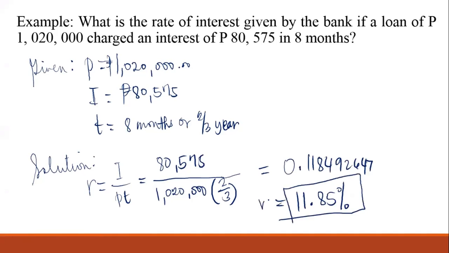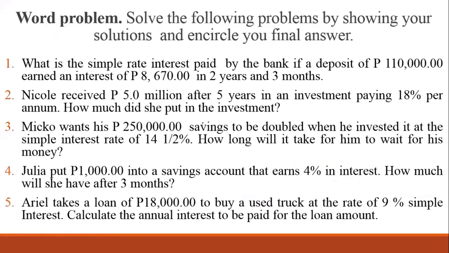Okay? So, the rate of interest is 11.85%. Ayan. So, yan yung given by the bank kapag ikaw ay nag-loan ng 1 million. Okay, 1 million. But this is within 8 months. So, yung 8 months, yung amount of interest na nilagdag dun sa loan ay 80,000. Ganun kalaki. Kasi may 11%. Sabihin mo ng 12 yan. Okay. So that ends our discussion about simple interest.